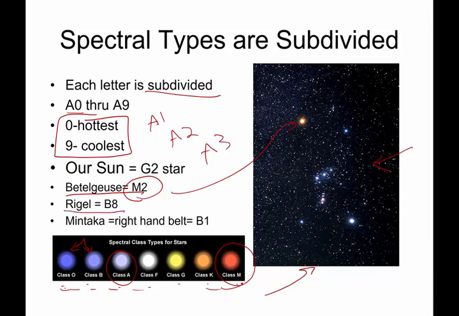Rigel is a B8, and Rigel is this large, big, beautiful, bright blue star in the lower foot of Orion. Mintaka is a B1. B1 is the right-hand end of Orion's belt. That is Mintaka. Now, our own sun is a G2. That is the star that we call home. So you need to know this because there's no place like home.